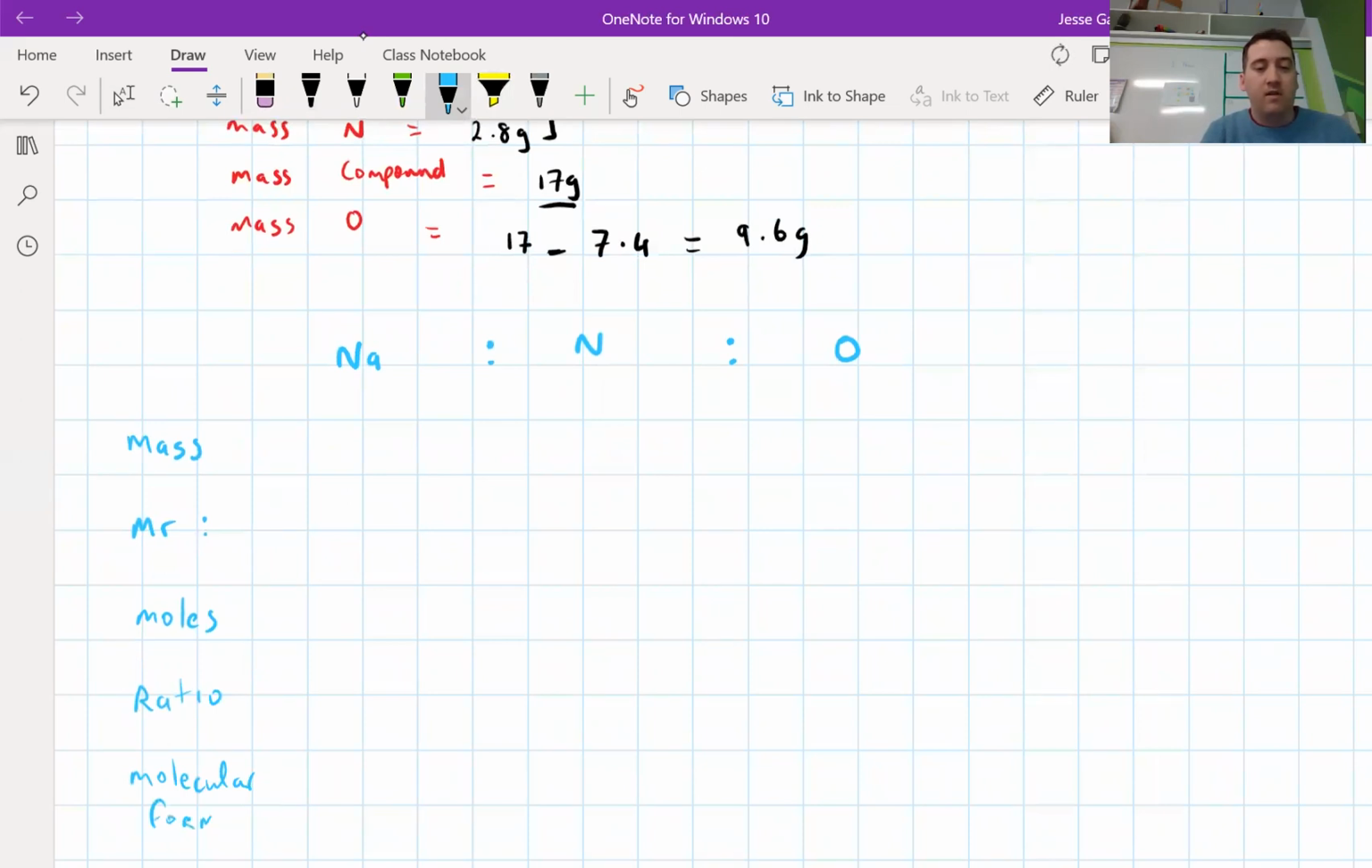And to find the molecular formula, you need to make sure that this ratio is in its simplest form. Simplest form.